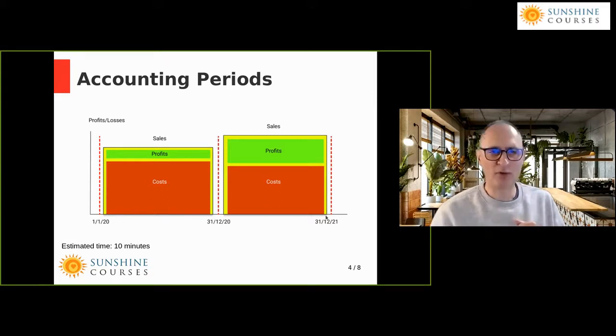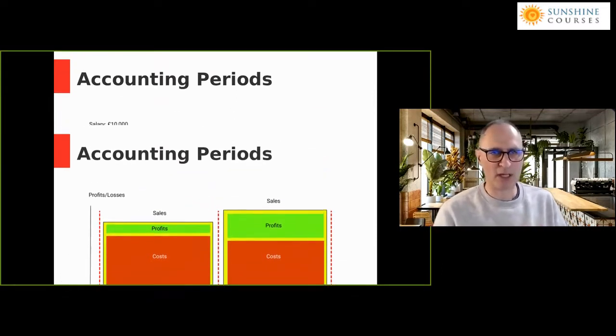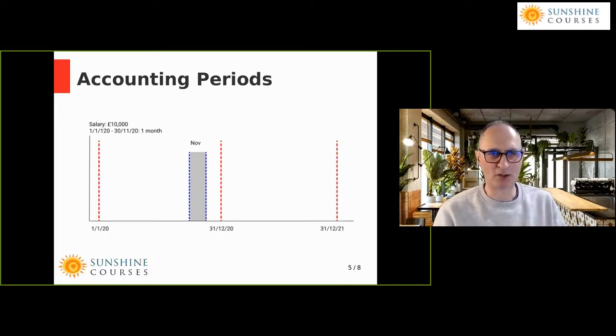So I now want to move on, now we know what accounting periods are, to something called the matching concept. And what we mean by a matching concept is, if we receive or spend money, which accounting period does that money relate to? Now, in this particular example, we're paying out salaries. We're paying them out in the month of November.